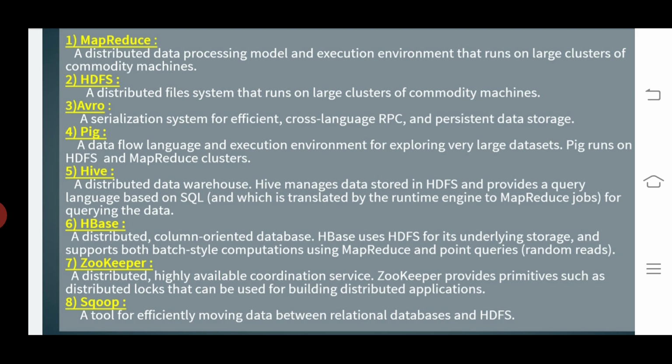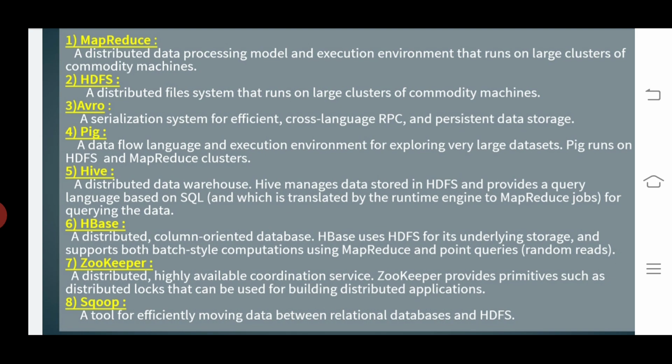So ZooKeeper provides primitives. What primitives? In the ZooKeeper orchestration framework, it provides primitives such as distributed locks that can be used for building distributed applications.